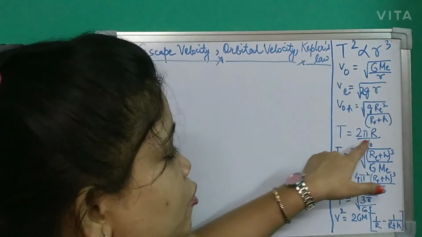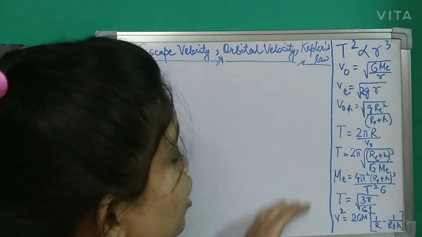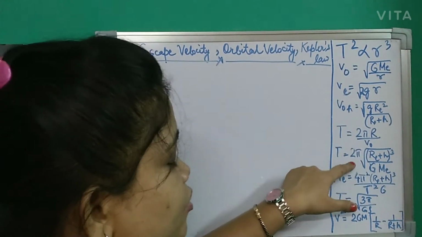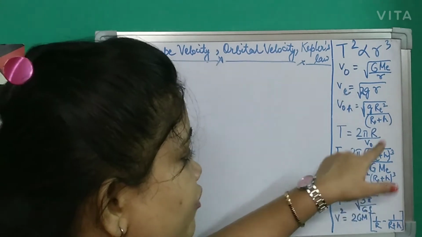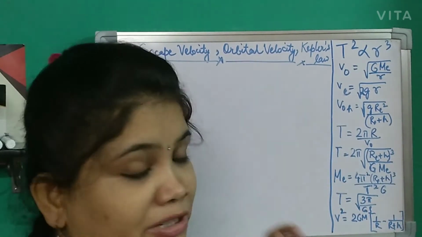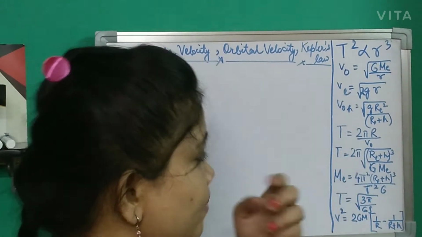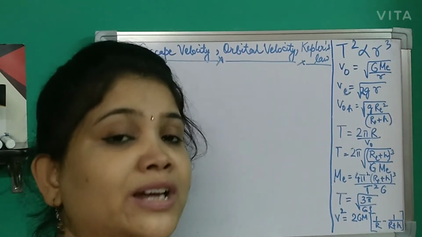T is 2 pi r by v0. I have shown you the reduction before. So it comes down to T is equal to 2 pi root over (Re plus h) whole cube by G ME. And from the time period we can also calculate the mass of the earth. ME is equal to 4 pi square (Re plus h) whole cube by G T square.